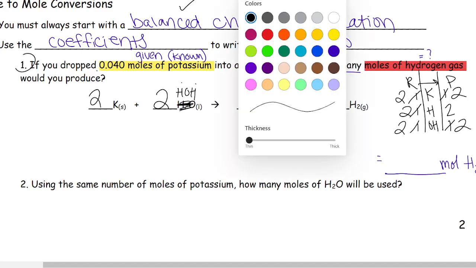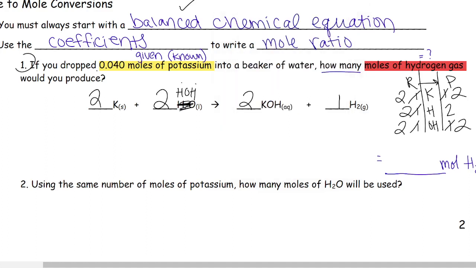So using a different color again, I'm going to take 0.040 moles of potassium. Then when I say T-chart, I'm talking about these things.